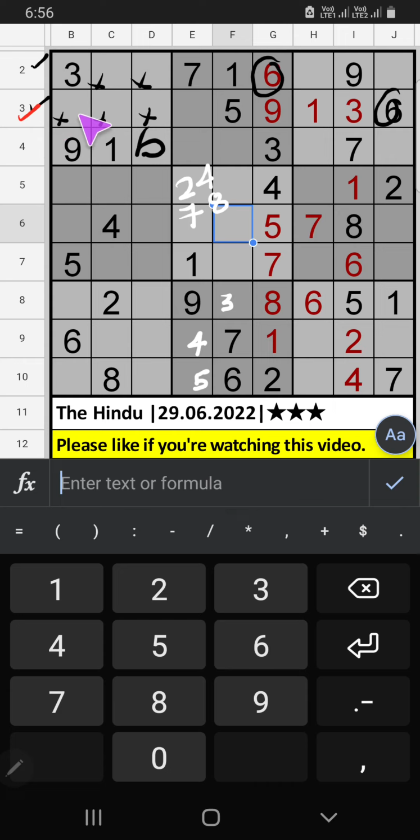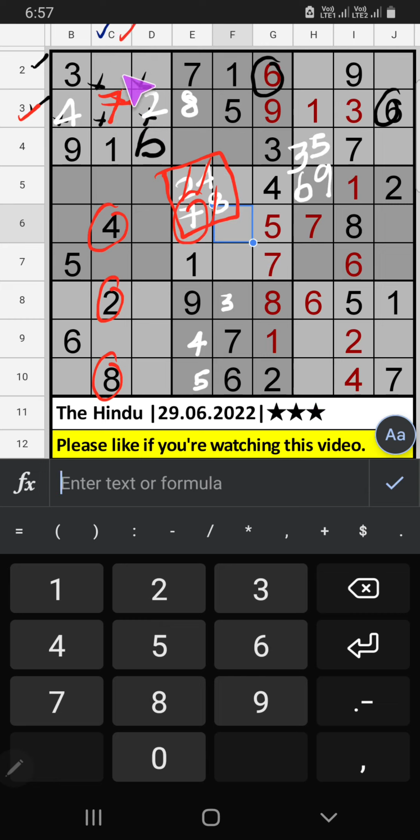3rd row, 4 numbers are remaining: 2, 4, 7, 8. Column C, we have 4, 2, 8. Those 3 numbers can't come in this cell. It will come in one of the 3 cells. We will confirm later. Then only one number is remaining, 7. 7 is confirmed here.